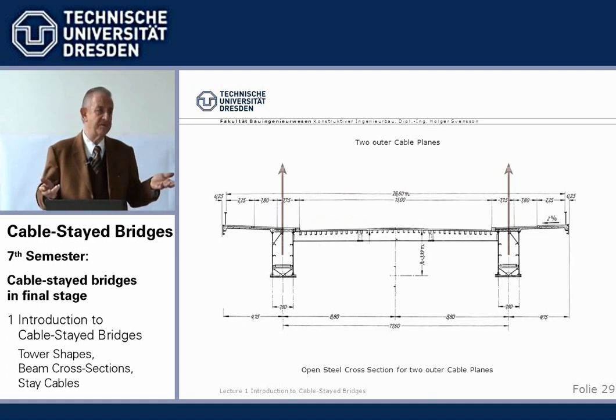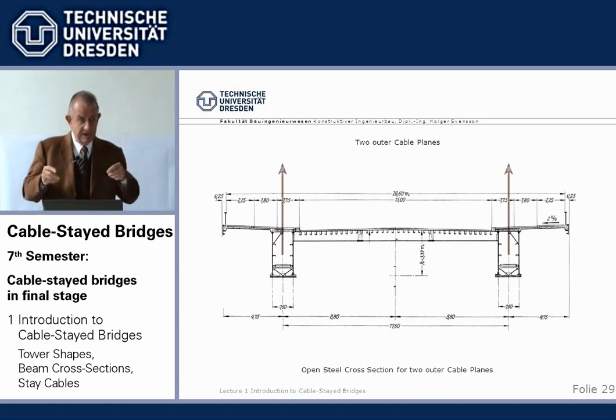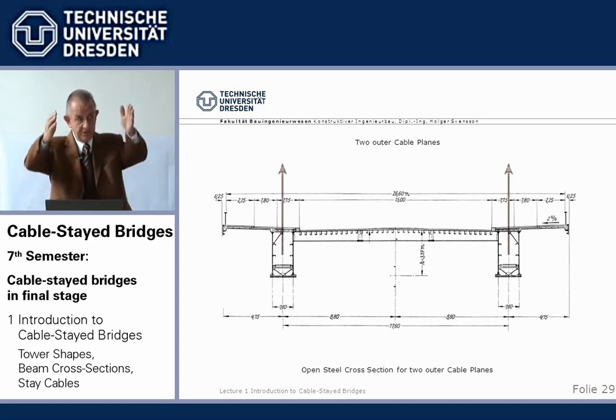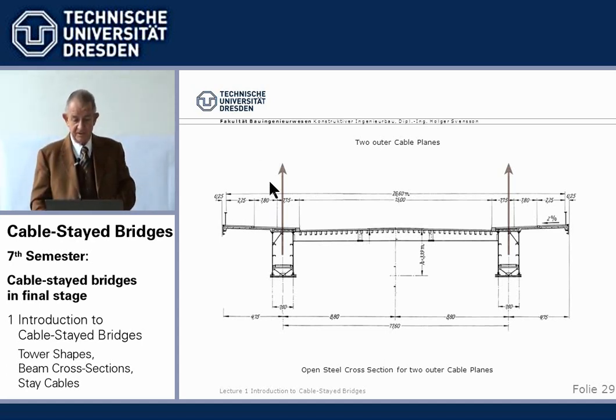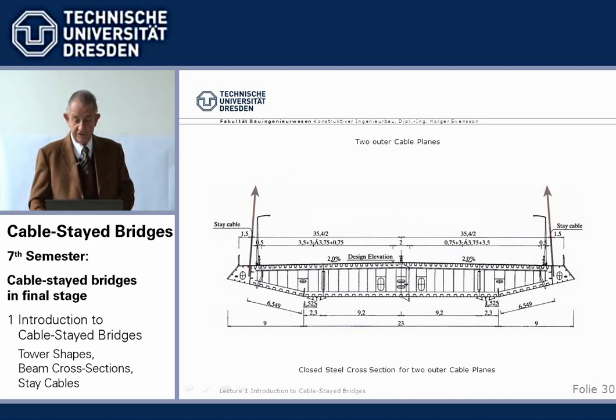Historically, all the first cable-stayed bridges were steel. We have again, like at the towers, to distinguish: do we have two cable planes, like here, supporting the bridge from the outside, or one single? Now, we start with steel cross-section for two outer cable planes like this. Well, then we need two main girders, either open or closed, and we need an orthotropic deck, a typical cross-section like this. We can also use a box with two cable planes.